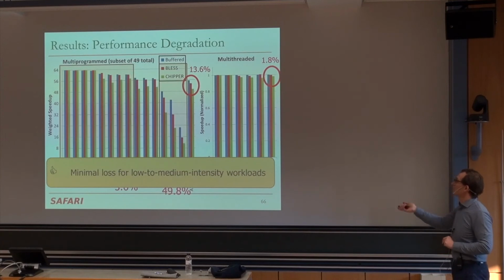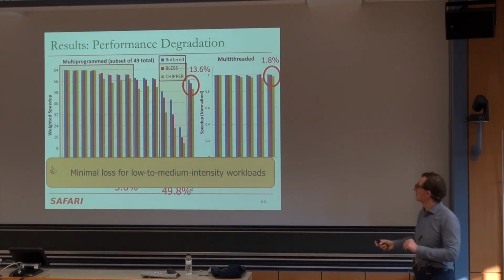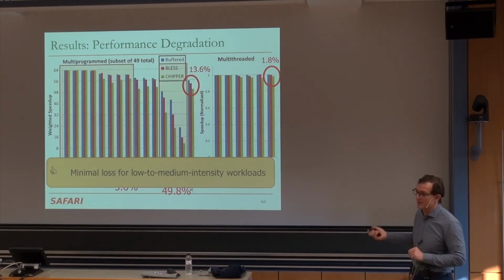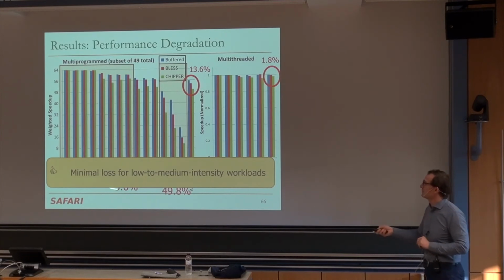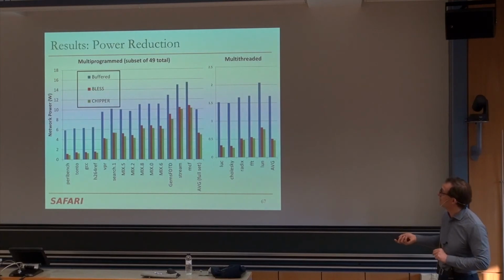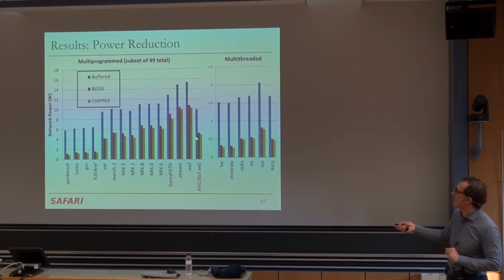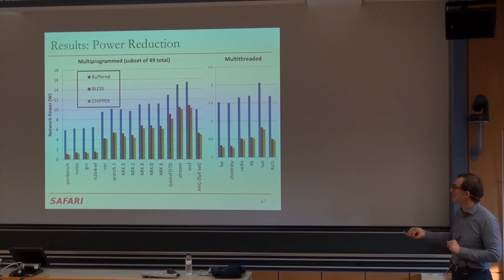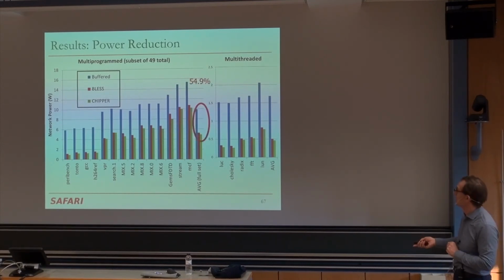Okay, and multi-thread workloads, these are workloads that are multi-threaded, so they don't exercise the network a lot, as we expected. So you get minimal loss for low to medium intensity workloads. So let's take a look at power reduction. This is power: buffered, BLESS, and CHIPPER. CHIPPER is actually much more power efficient than BLESS because router power is reduced compared to BLESS.